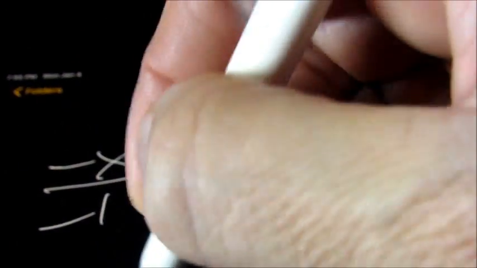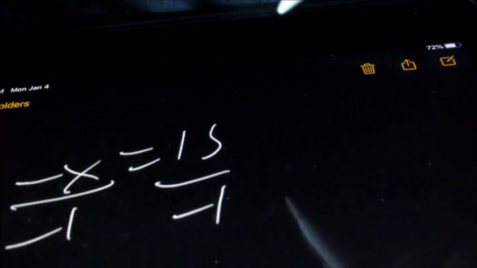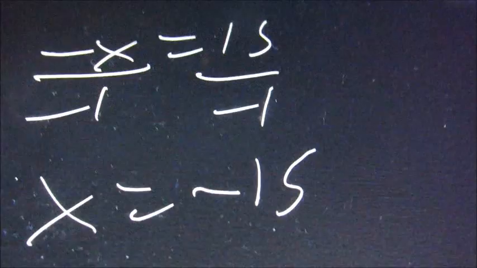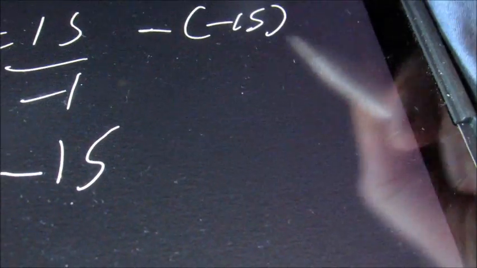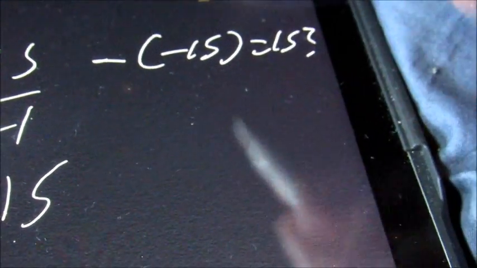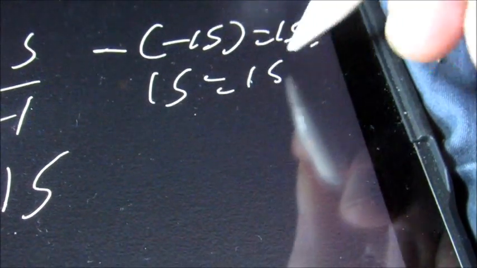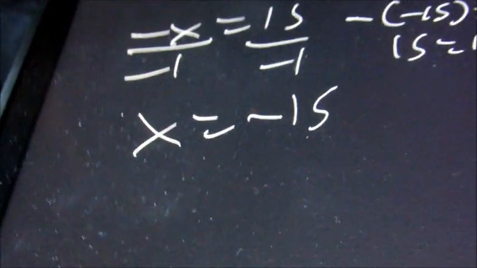So this becomes x equals, we have a positive divided by negative, so we're going to get negative, and it's divided by 1, so it's just that number, negative 15. And if we want to check ourselves, we would say negative of negative 15 equals 15, and negative times negative is positive, so we got that right. That's how you would check those.